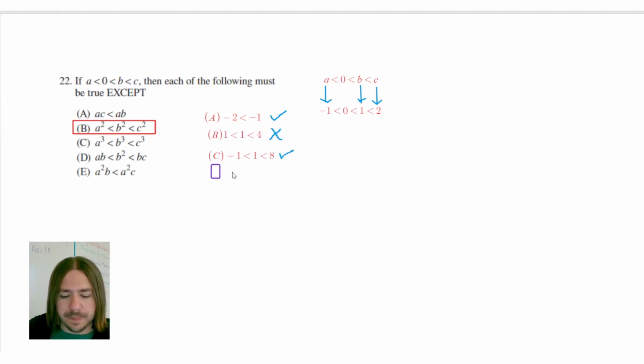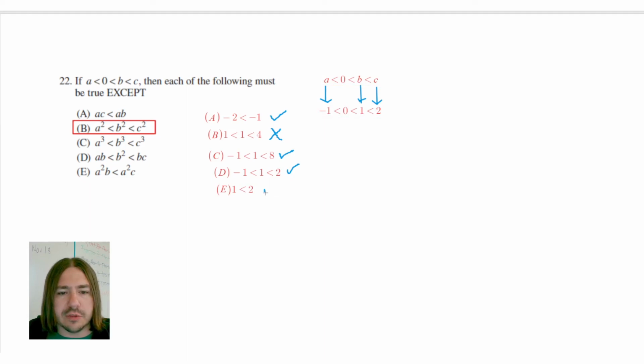Choice D, A times B would be -1. B squared is just 1. And then B times C would be 1 times 2 is 2. So that is also true. So far it is still looking like B is going to be our answer here. And then finally E, we've got A squared, which would be -1 times -1 would be 1, times B, which would just be 1. So 1 is less than A squared times C. So that'd be 1 times 2 would be 2, and that checks out as well.